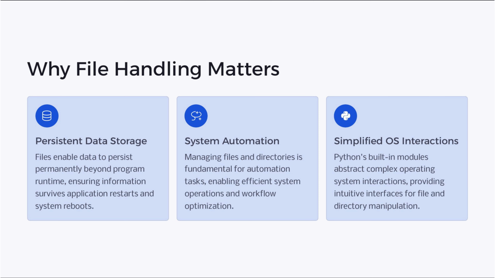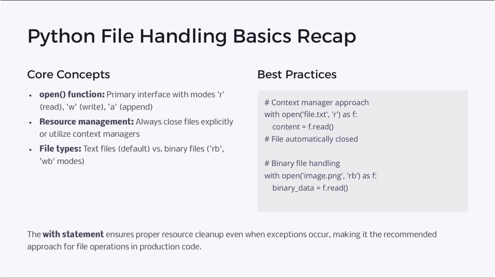File handling is crucial for persistent data storage, allowing information to survive application restarts and system reboots. It supports system automation by managing files and directories, optimizing workflows. Python's built-in modules simplify operating system interactions, offering intuitive interfaces for file and directory manipulation, enhancing efficiency and ease of use. Python's open function is essential for file handling, supporting modes like r, w, and a.